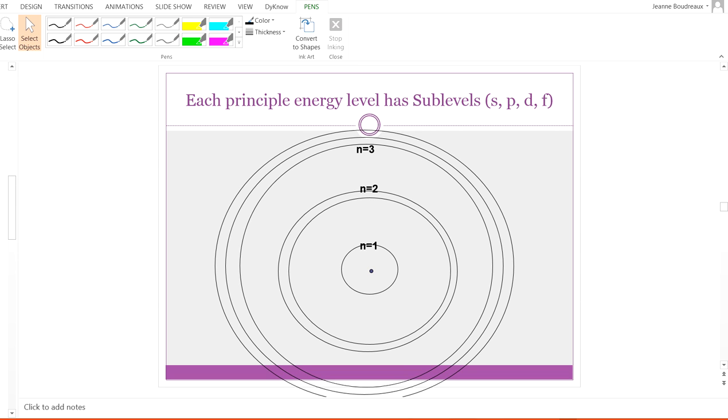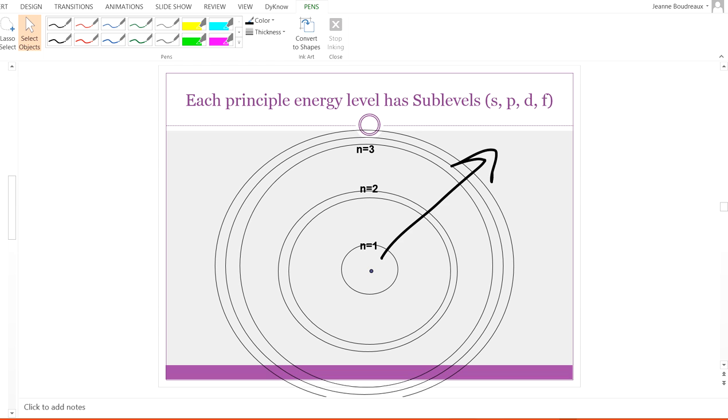Each energy level has sublevels. So for instance, energy level 1, since it is the smallest energy level, can only hold a certain amount of sublevels. As we move away from the nucleus, the sublevels for each energy level are going to increase. And the reason that they increase is because there is more room the further away from the nucleus we move.